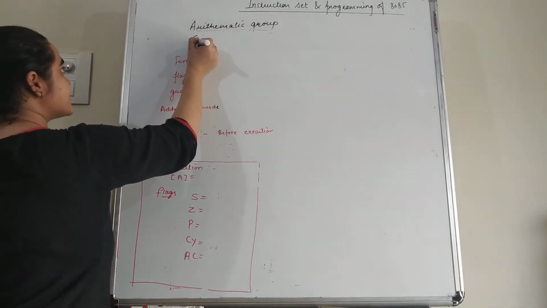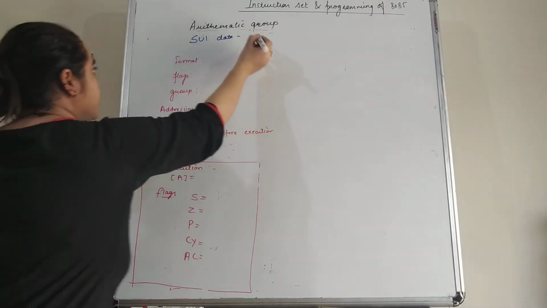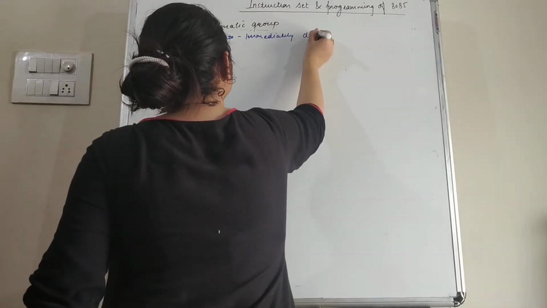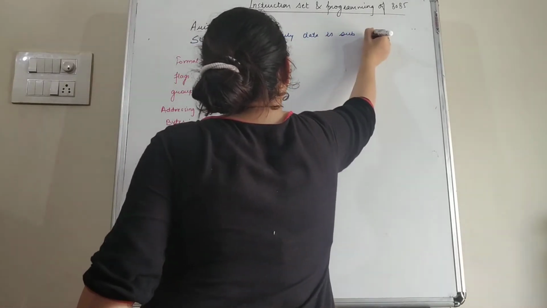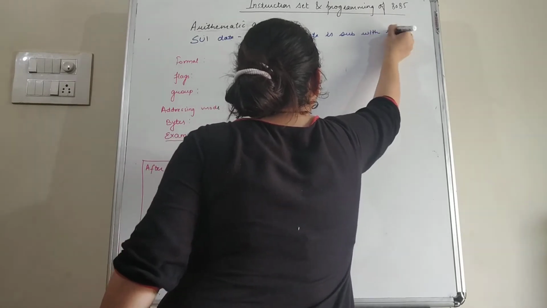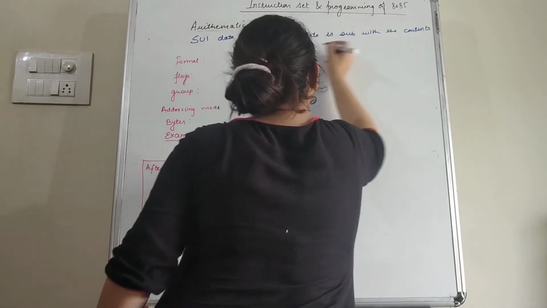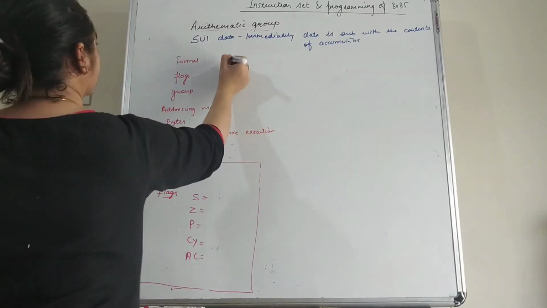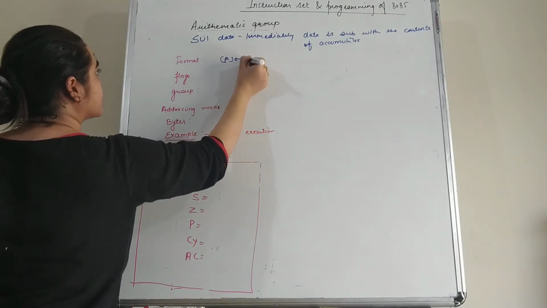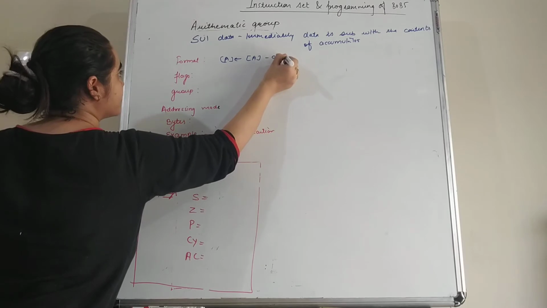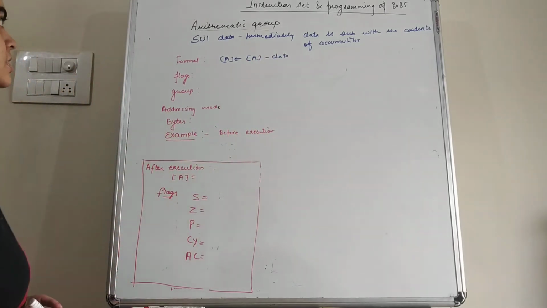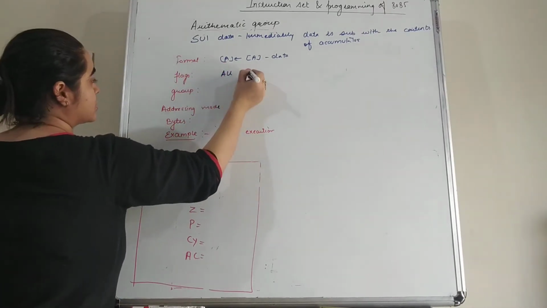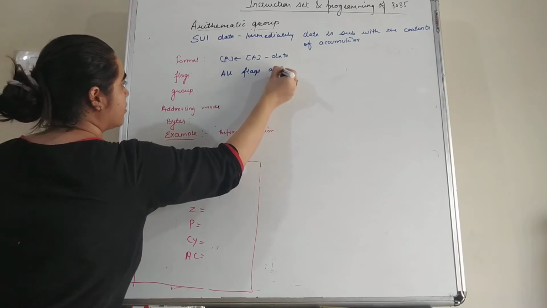The next instruction is SUI data. That means immediate data is subtracted from the contents of the accumulator. Now students, the format of this instruction is that by subtracting the data given in the instruction from the contents present in the accumulator, the result is stored in the accumulator. So after this instruction all the flags are affected.